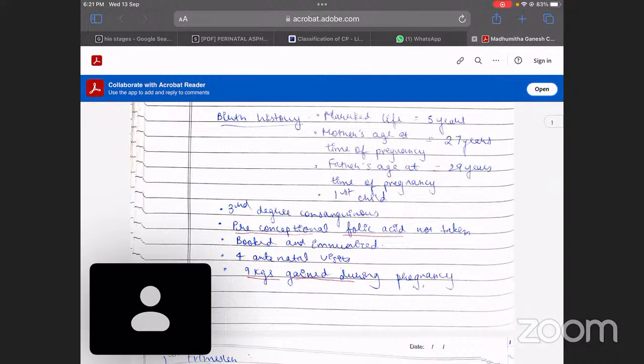First trimester, second trimester, third trimester. First trimester, how many visits? Second trimester, how many? And third trimester, how many visits? I'm not really sure about that, sir.